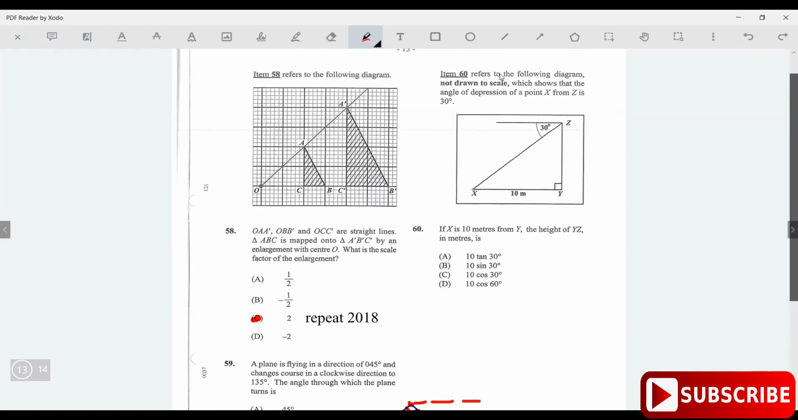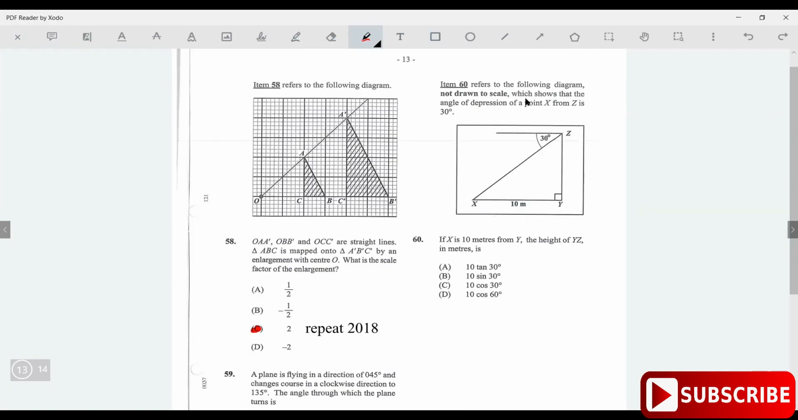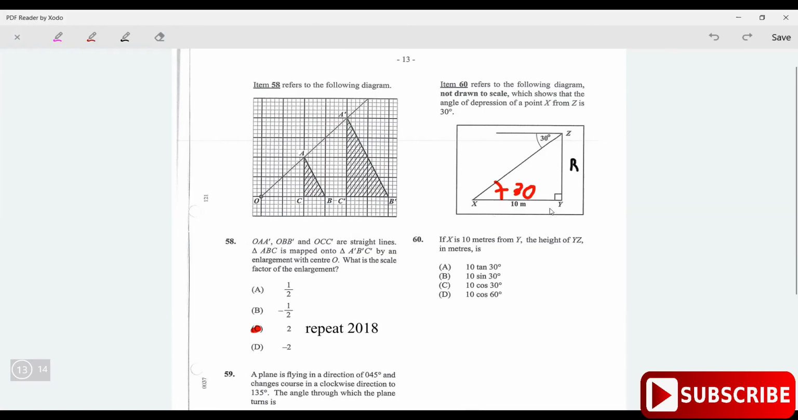So this diagram right here, looking at it, it says if x is 10 meters from y, what is the height of YZ? Now the Z angles in here is 30, and since in here is 30, then what we know is that YZ, let's see how we can find YZ. Well, we want to find YZ. Let's call YZ r. So we have the opposite and we have the adjacent. So we can use tan.